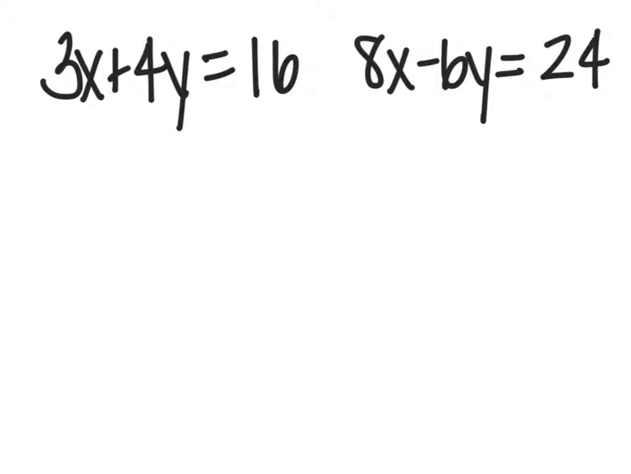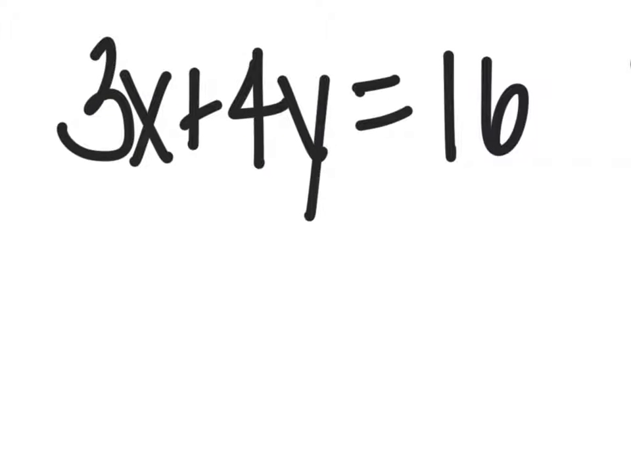So I have 3x plus 4y equals 16 and 8x minus 6y equals 24. I need to decide if these lines are parallel, perpendicular, or neither. The first thing I'm going to do is solve each of them for y. I'm going to begin with 3x plus 4y equals 16. I'm going to draw my line, label my sides: y is on one side, everything else on the other.